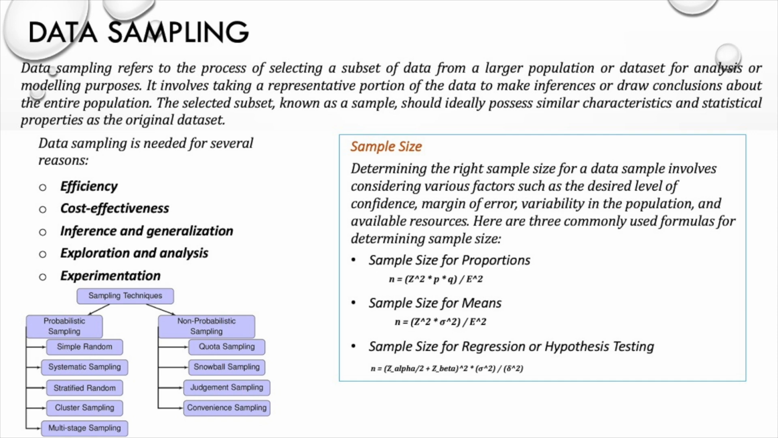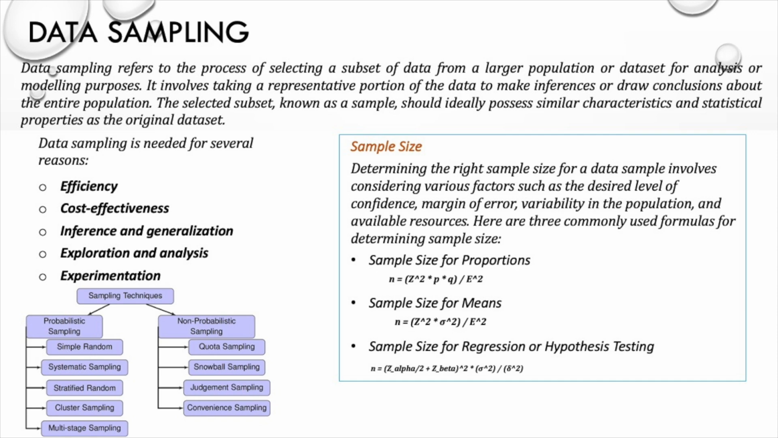Convenience sampling. Convenience sampling involves selecting the most readily available individuals or data points for the sample. This technique is convenient and quick, but it may introduce biases and lack representativeness. Convenience sampling is often used for exploratory or preliminary analysis when time or resource constraints limit the possibility of more rigorous sampling methods. It should be used with caution, as the results may not be generalizable to the larger population.